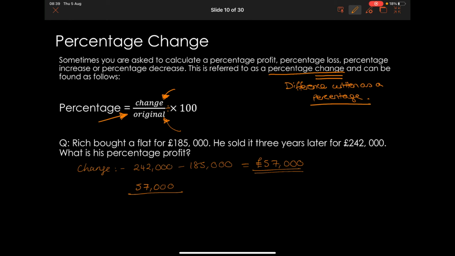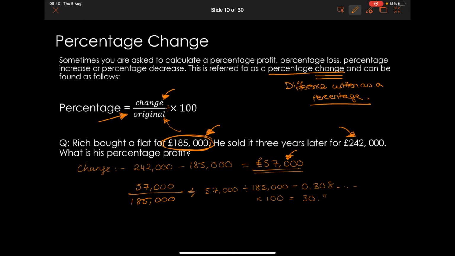So looking at our example, our explanation up here, we write the change and we write it over the original amount. The original amount that we started with was 185,000. Don't get confused, it's not this bigger amount here. It's always the original, whether it's smaller or bigger than this. It's just the original amount. Okay, if we did 57,000 divided by 185,000, it gives us 0.308. Okay, and then what we do is we times that by 100, giving us 30.8%.